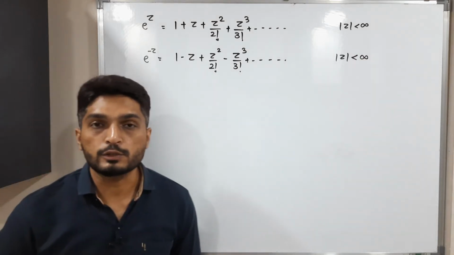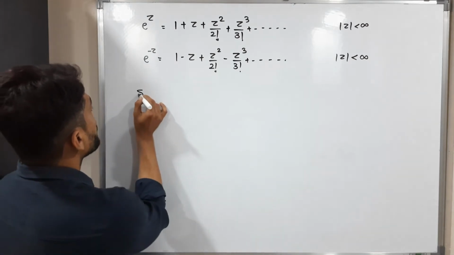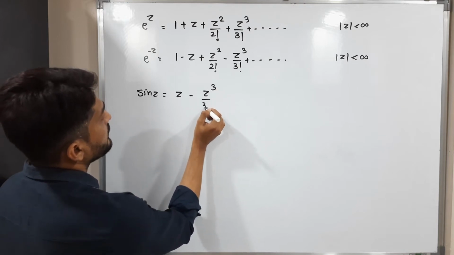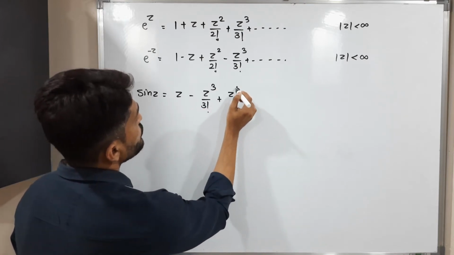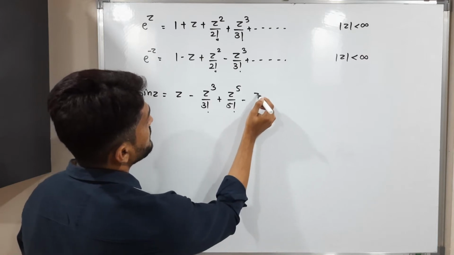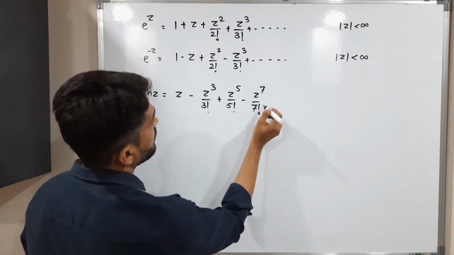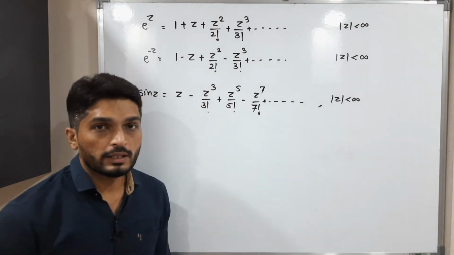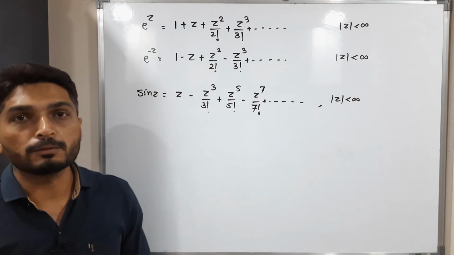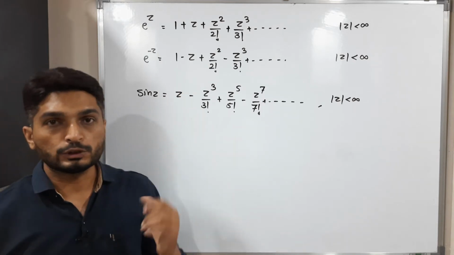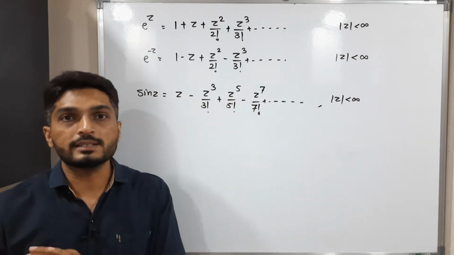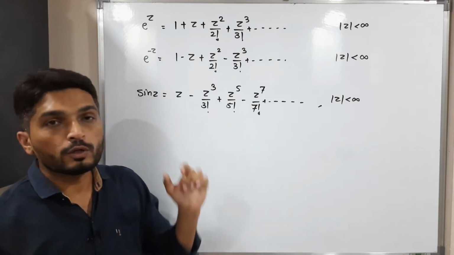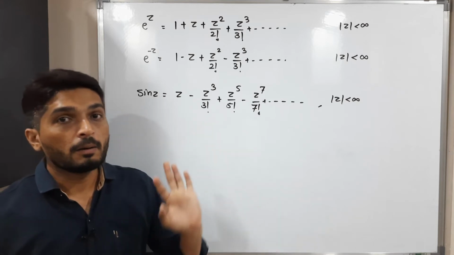Let us go for the series of sin z now. Sin z will be z minus z cube by 3 factorial plus z raised to 5 by 5 factorial minus z raised to 7 by 7 factorial plus and so on. Again, the condition is mod z less than infinity. You can easily see here the powers are odd numbers only: z raised to 1, 3, 5, 7, all odd numbers. So in the case of sine, we take odd powers and factorials of odd numbers having alternating minus plus signs.